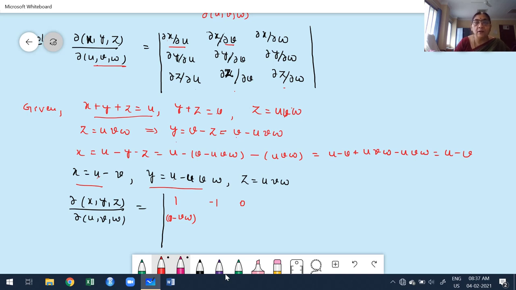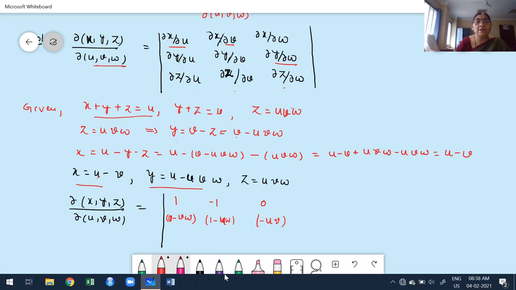Next move to with respect to v. Dou y by dou v. With respect to v, this varies. What we get actually is 1 minus u into w, which is a constant, into the derivative of v with respect to v, which is 1. Therefore, in the second term, u into w, v is 1. Next, I have to take dou y by dou w. What is dou y by dou w? With respect to w, v and u are constant. Therefore, 0, this is actually minus uv into the derivative of w with respect to w, which is 1.